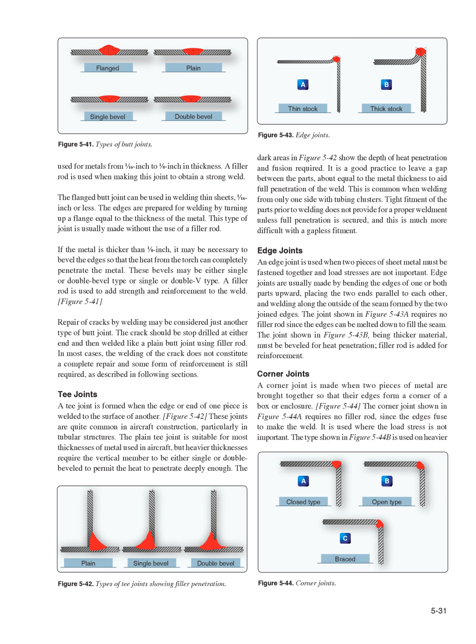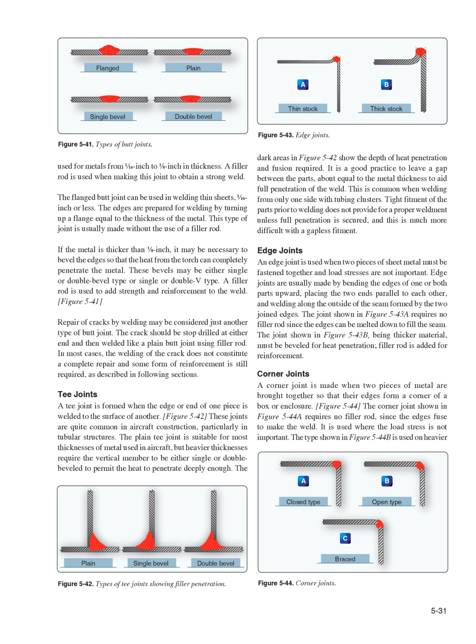The flanged butt joint can be used in welding thin sheets, 1/16 inch or less. The edges are prepared for welding by turning up a flange equal to the thickness of the metal. This type of joint is usually made without the use of a filler rod. If the metal is thicker than 1/8 inch, it may be necessary to bevel the edges so that the heat from the torch can completely penetrate the metal. These bevels may be either single or double bevel type or single or double V type. A filler rod is used to add strength and reinforcement to the weld.